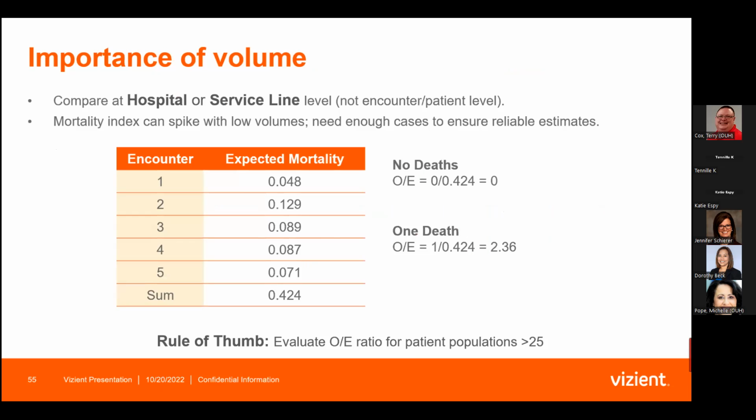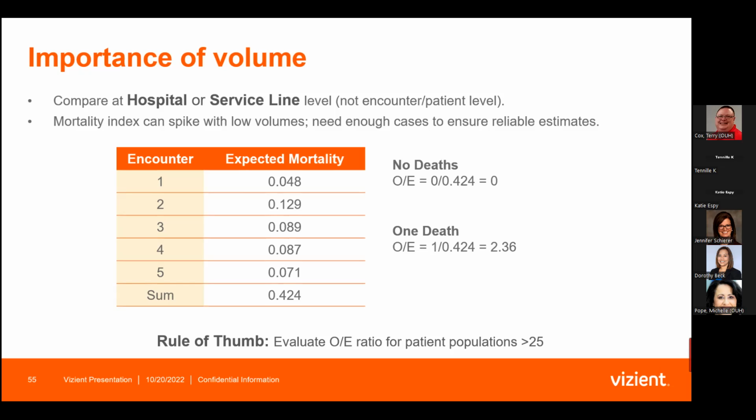So we advise evaluating O over E ratios or mortality indices at the service line or the hospital level versus the individual patient level, as ratios are designed to assess observed and expected values in aggregation for statistically comparative purposes. If you cannot, you need to make sure you have an adequate population. You can maybe increase your time frame to get more than 25 cases. Before, I was showing them aortic aneurysm cases, less than 25 in a month. So what I did was increase the time frame from monthly to quarterly. Then you can see here for our example, we have 5 patients.